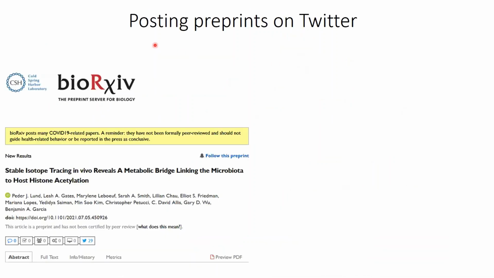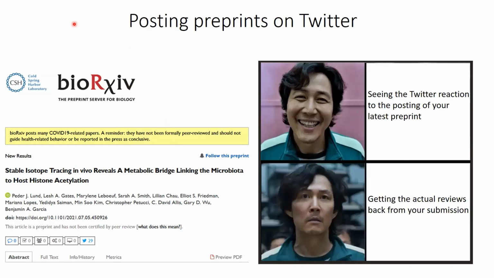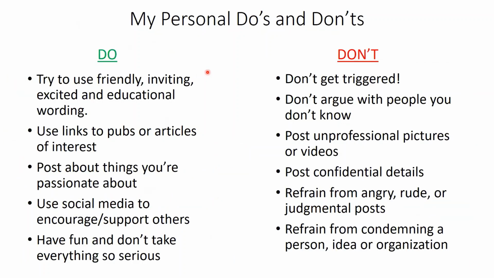Twitter is great for posting preprints as well, and your published work. So this is great for those types of announcements. We often use Twitter to put out our latest publications. This is a preprint, and usually with Twitter, you get a lot of really great reaction to your preprint, but that doesn't always last. Once you actually submit it, then you get the actual reviews back. It could be quite different, but it is nice to get some engagement on Twitter about some of your work.